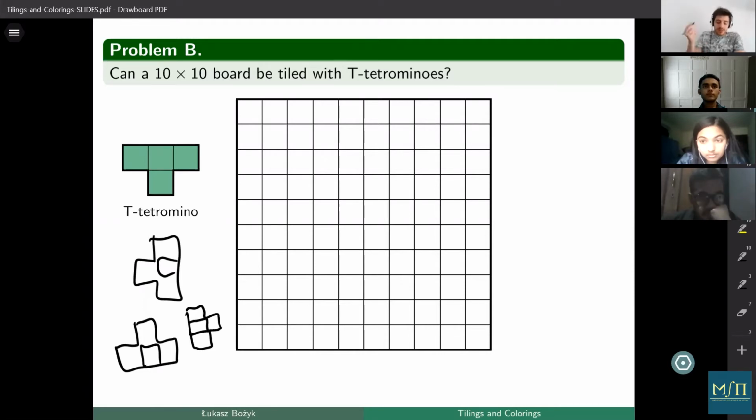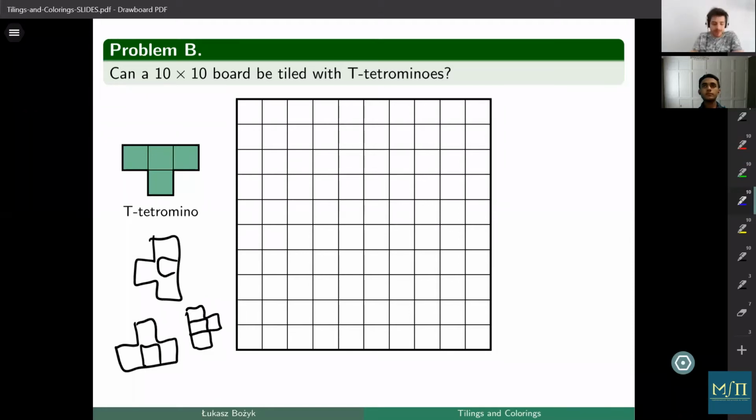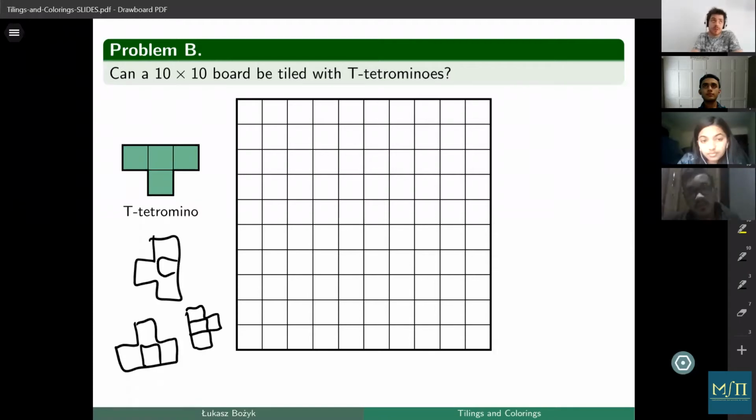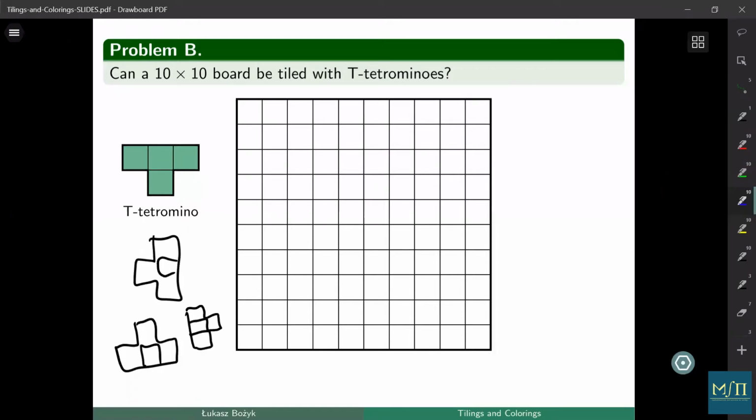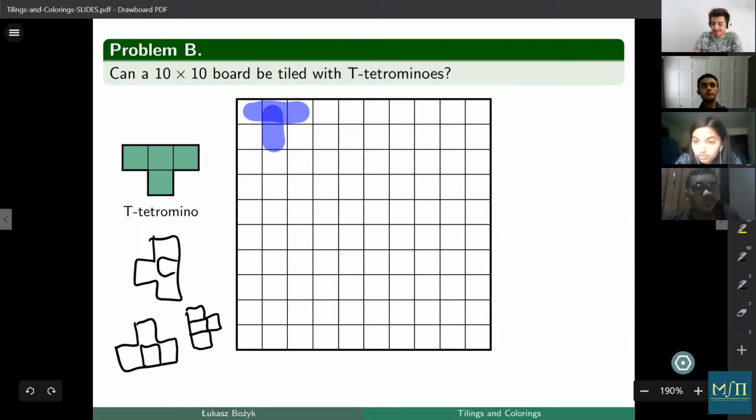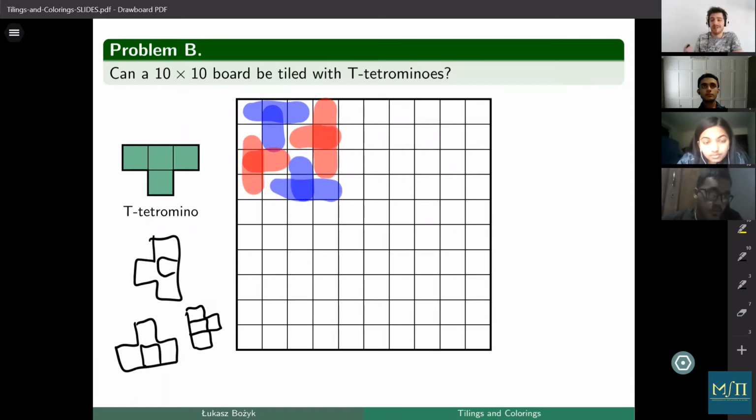Okay, so we are asking whether we can tile this board with T tetrominoes. Well, it's a reasonable question, right? We have 100 cells. Each T tetromino consists of 4 cells. So technically, it would be possible to tile it with 25 T tetrominoes. But again, after we try to tile it, it seems like it's very hard or impossible. You can, for example, tile a 4 by 4 square like this, but let's try to prove that you cannot tile the 10 by 10 square.